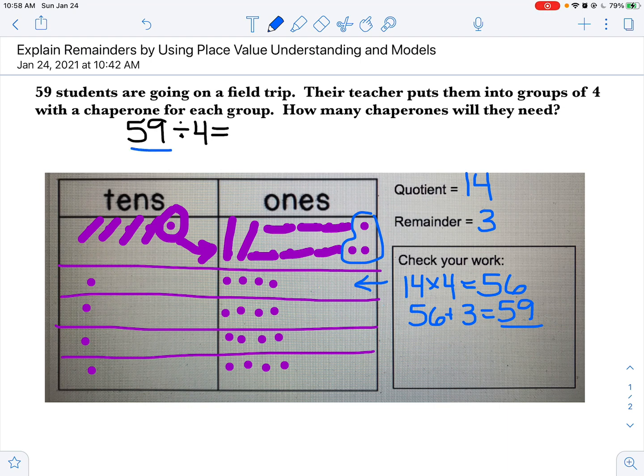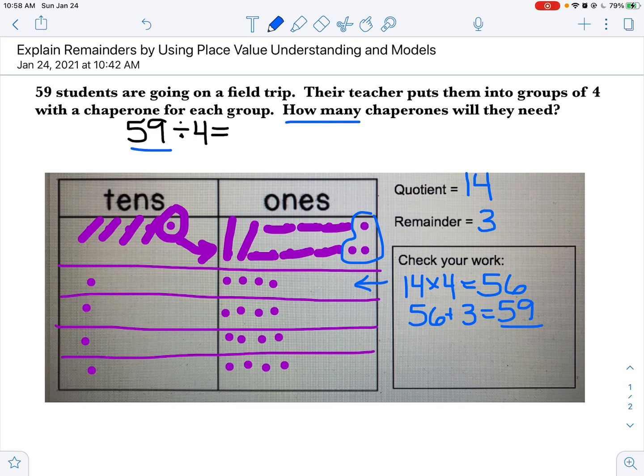So you would think you're done, right? But let's go back to the question. How many chaperones will they need? So it looks like my quotient is 14. So we've made 14 groups of 4 kids. But we've got these 3 kids left over. What's going to happen with those guys? Are we just not going to bring them on the field trip? Well, that wouldn't be okay, right?